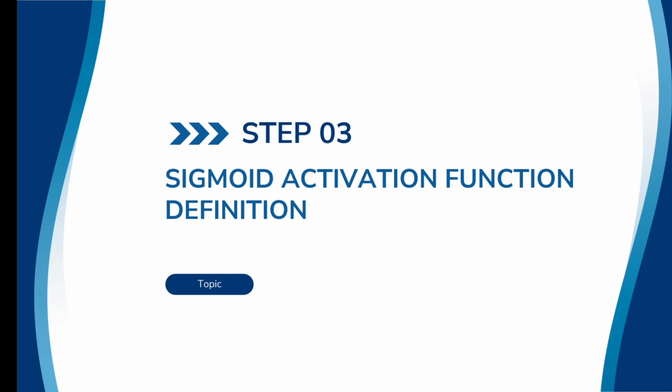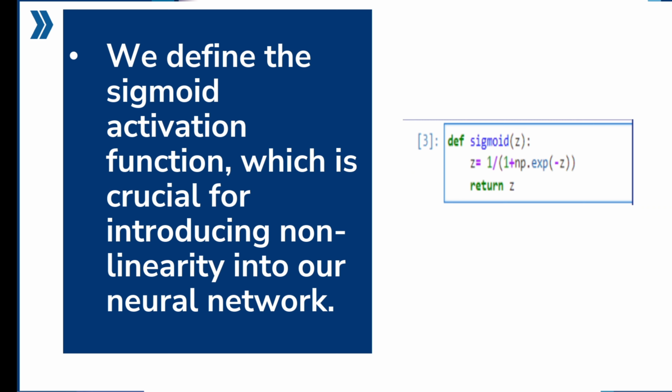So the sigmoid activation function definition. We define the sigmoid activation function, which is crucial for introducing non-linearity into our neural networks. So this is the code for the sigmoid function, and we need to follow this code for the sigmoid activation.